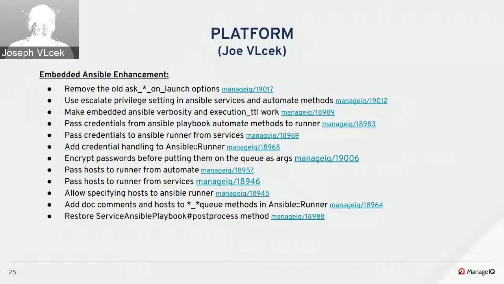Remove some embedded Ansible options that are no longer used with Ansible Runner. Added a new option for Ansible Runner for whether to attempt to escalate privileges during the playbook run. Updated Ansible Runner to get verbosity working and passed the option down to allow execution TTL to work, and made multiple improvements on the credential handling.